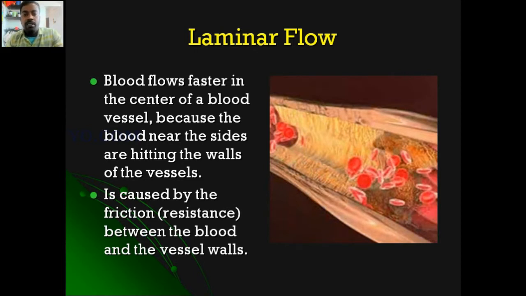The blood contains different elements, such as platelets, which also flow around with the liquid. These platelets create some friction against the walls of the blood vessels. It is caused by the friction, that is, the resistance between the blood and the vessel walls. So that creates some pressure.